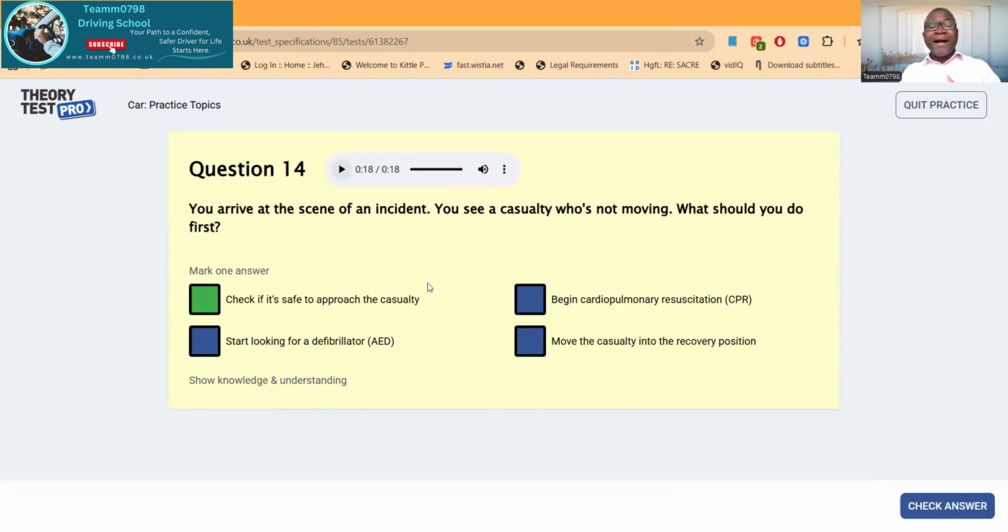Okay, so my inclination is to go for this one. Check if it's safe to approach the casualty. That's my inclination. I've not checked the answer yet. So begin CPR, I don't think that's correct. Do not move the casualty into the recovery position yet, although it's a very good answer. Yeah, the casualty is not moving. Start looking for a defibrillator. These are tricky ones. But my gut feeling is to go with check if it's safe to approach the casualty.